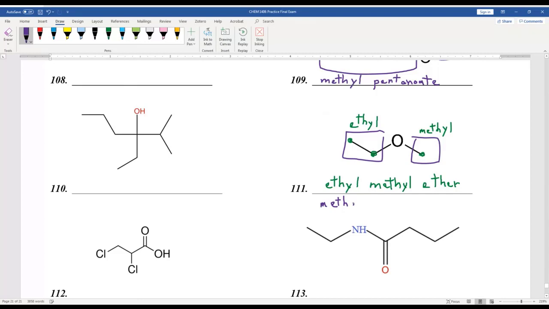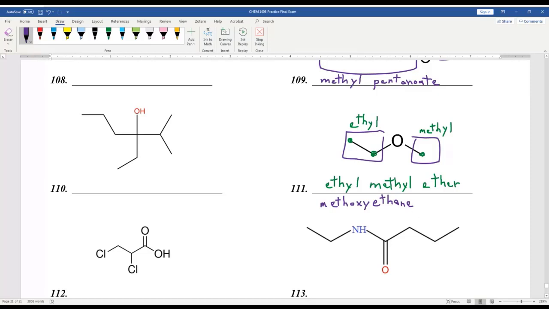The longer chain gets treated as if it's just an alkane group. And then the shorter side with the oxygen gets an oxy ending. So instead of methyl, it would be methoxy. And then the longer one would just be ethane. And usually you would put the number 1, methoxyethane. But the truth is, in this case, there's no other choice.